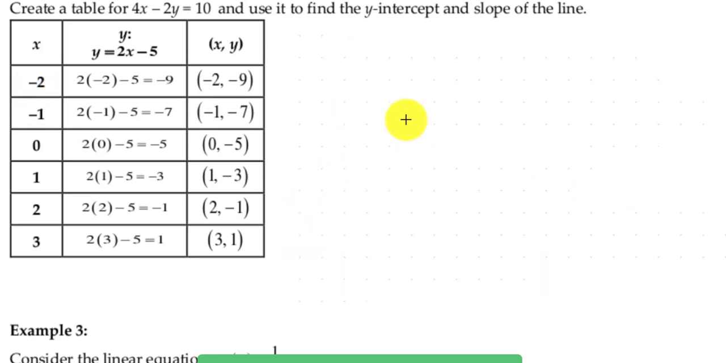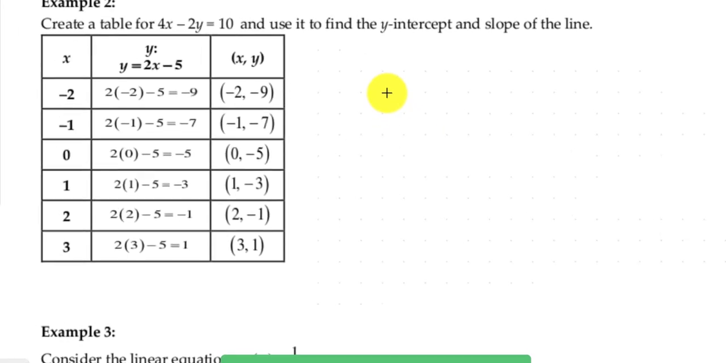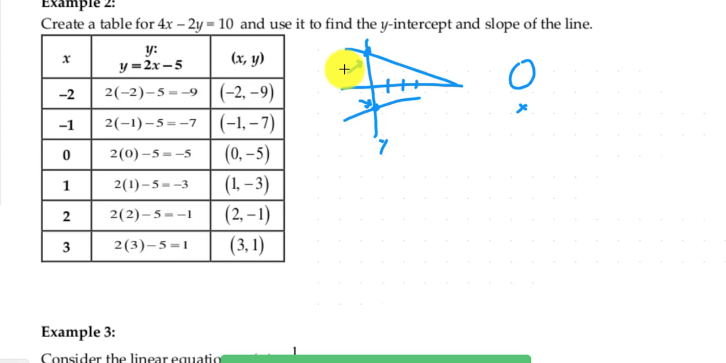Okay, so when we think of the y-intercept, just remember, as an ordered pair, it's always going to be 0, something. Because if I had a graph, no matter where my graph crosses the y-axis, the value for x is always going to be 0. So the value of x is always going to be 0, and the value of y we have to find from the table. When x is 0, my y is -5. So the y-intercept is 0, -5.